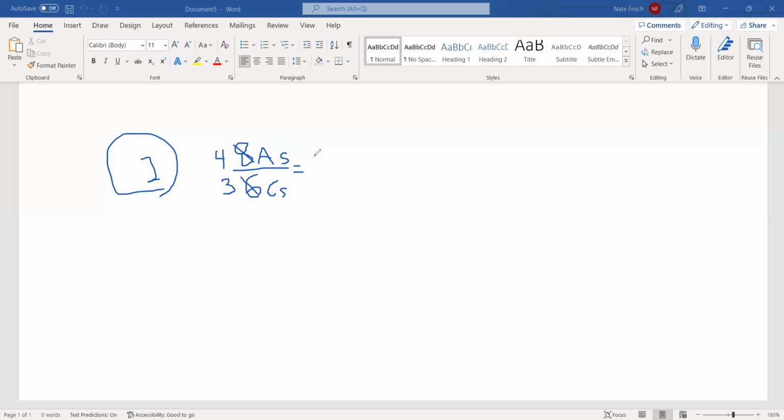So I'm going to do 4, and really it's 4 A's, but the way they're asking for it, they just want the number. So it's 4, "to" 3. And that's the word "to," not the number 2. So that is the ratio of A's to C's in simplified word form. So 4 to 3. So your answer for number 1 will be something similar.